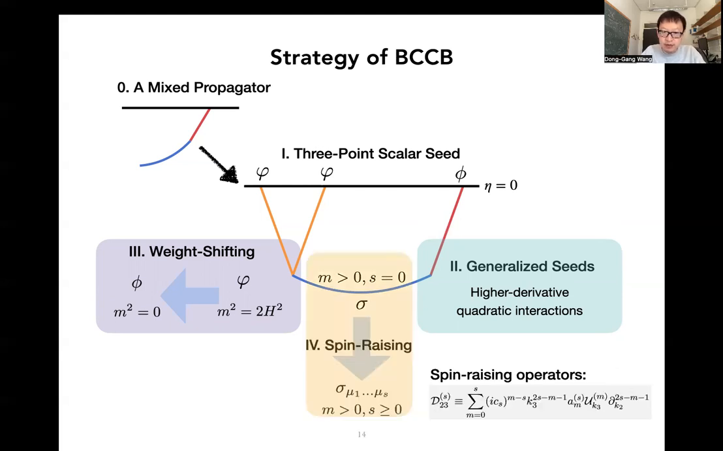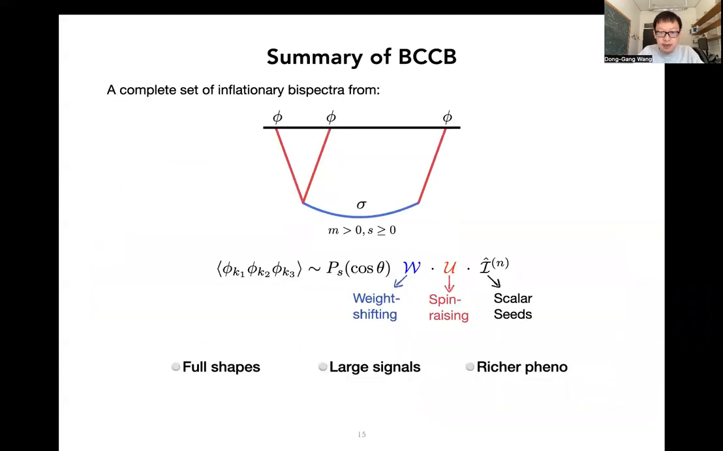And the last step is to do the spin raising process, that is to map the exchange massive scalar to the spinning particle sigma with some spin index. Here we include this spin raising operator to do this job. And so to summarize here, in the bootstrap, we would be able to derive a complete set of inflationary bispectrum from this massive exchange diagram.